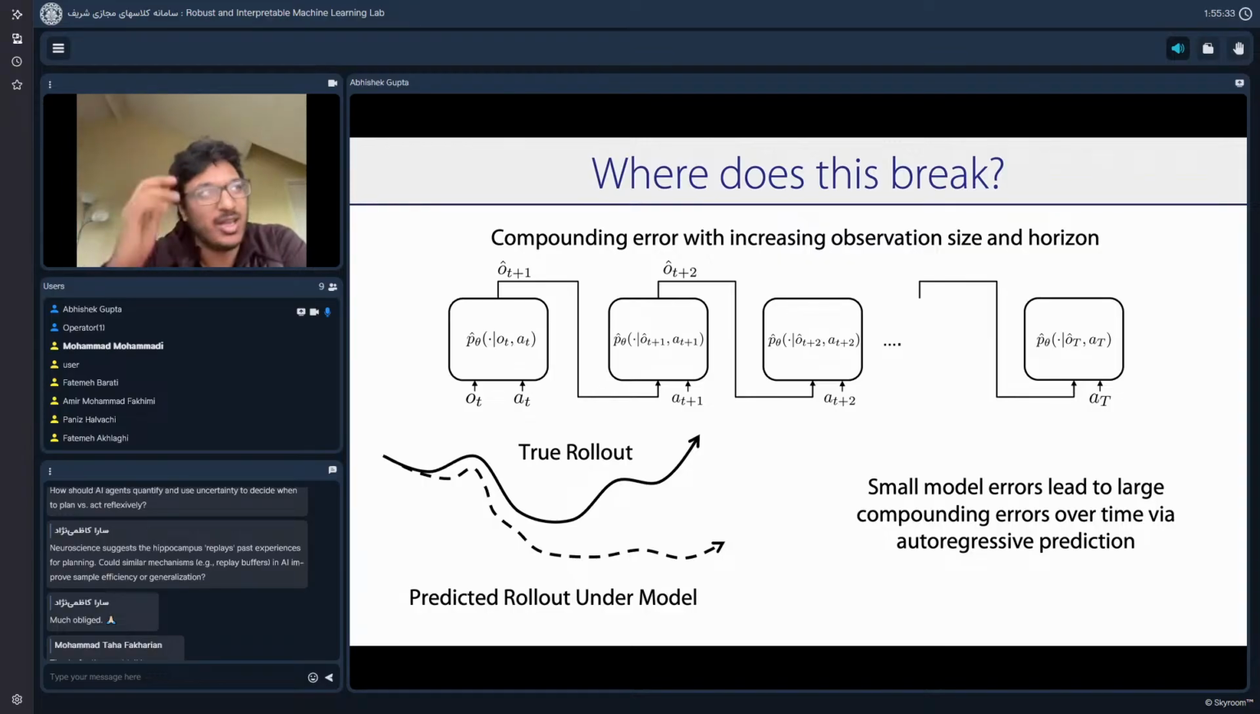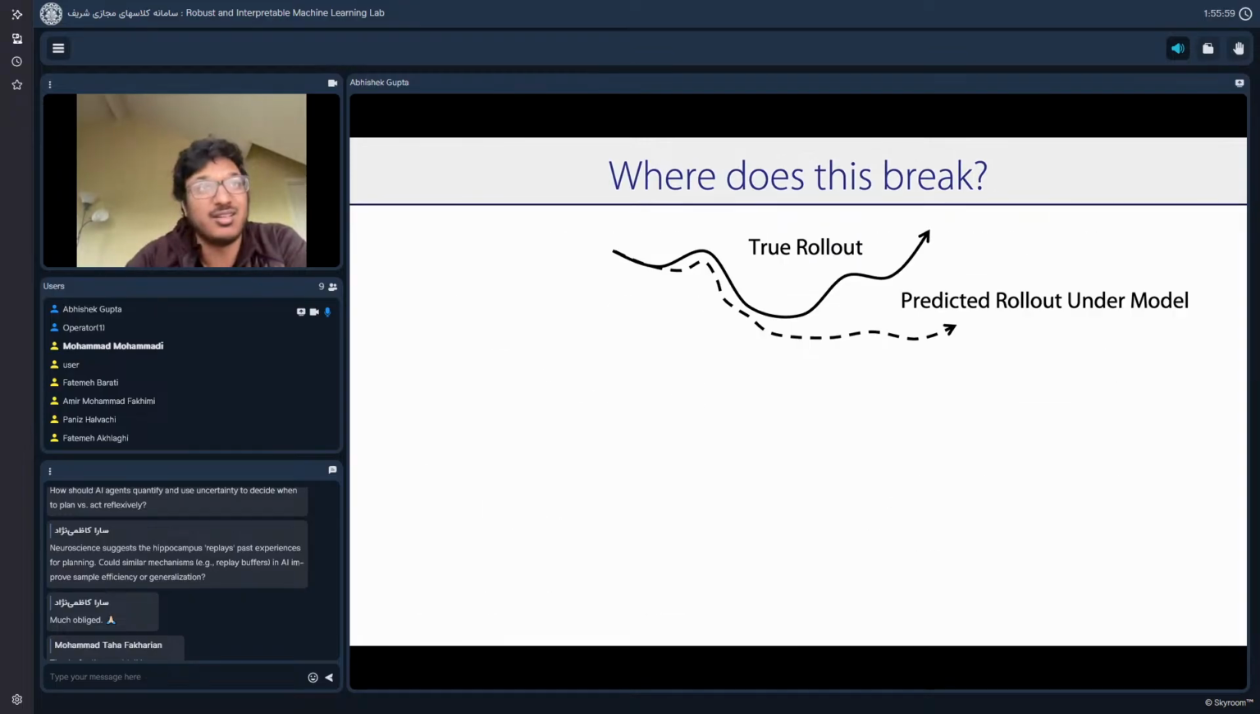You can have small model errors lead to large compounding errors in the long term because you have autoregressive prediction, right? So you can kind of think of it as like your dynamics model takes an observation and action, makes a small mistake, and then it goes a little more out of distribution for the model at the next step, which makes a bigger mistake, a bigger mistake, until it starts deviating a lot, right? And so in general, autoregressive prediction tends to start deviating from the truth, and this gets worse as you increase the observation size and you increase the horizon, right?